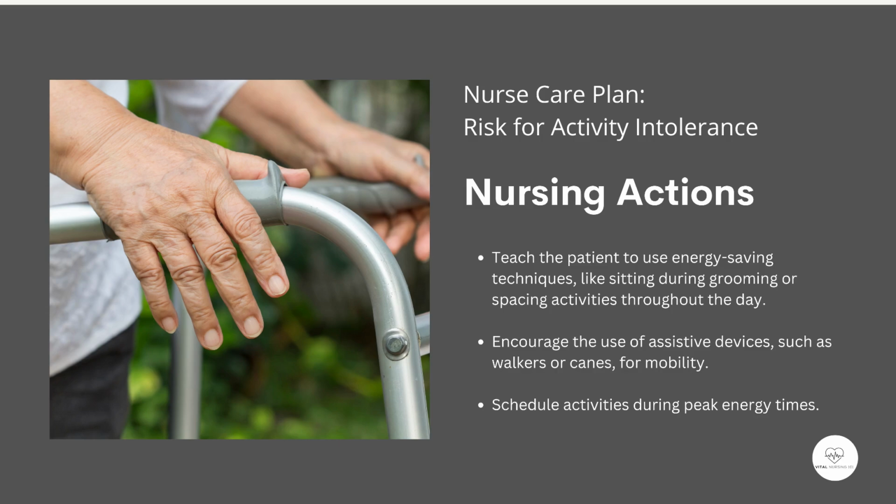Second, encourage the use of assistive devices, such as walkers or canes, for mobility. Assistive devices provide physical support and stability, reducing the energy required for movement. Third, schedule activities during peak energy times. Aligning activities with periods when the patient feels most energetic ensures optimal performance without overexertion.